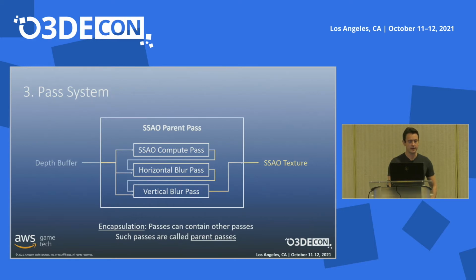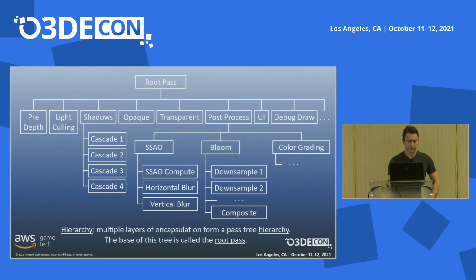For example, we have an SSAO pass. This SSAO pass is actually composed of several passes internally: an SSAO compute followed by two blurs, one horizontal, one vertical. And as a parent pass, all it needs to define is a depth buffer and SSAO output. This can then be dragged and dropped into your pipeline without having to know the internals of how the pass functions underneath. Any pass that contains other passes is called a parent pass, and this encapsulation allows us to have a hierarchy.